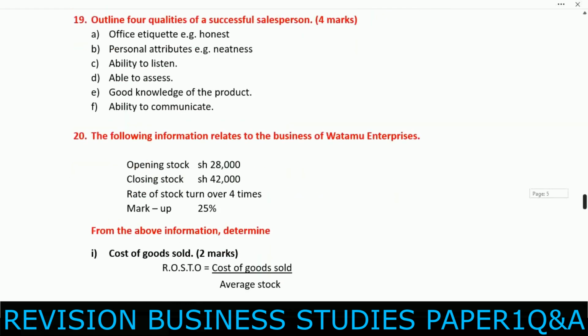Question number 19. Outline 4 qualities of a successful salesperson. Number 1, office ethics, e.g. honest. Number 2, personal attributes, e.g. neatness. Number 3, ability to listen. Next, able to assess. Next, good knowledge of the product. Next, ability to communicate. Let's go to the next one.